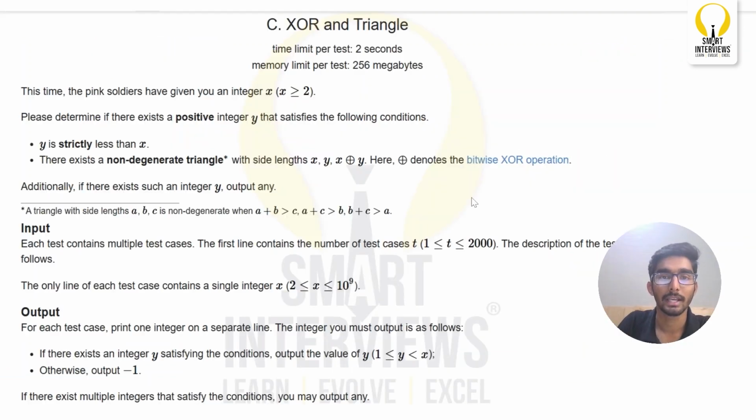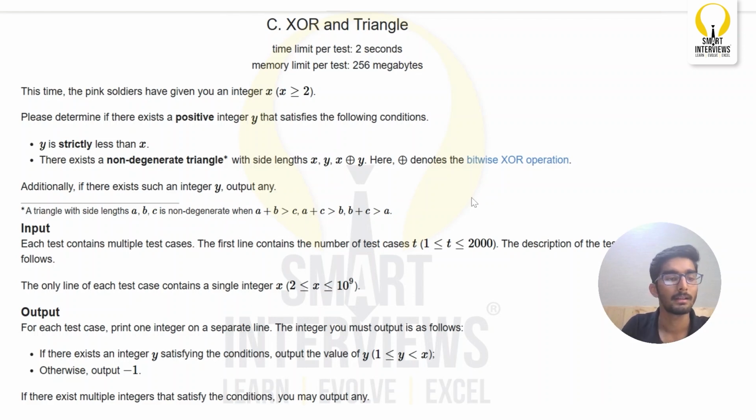Third problem is XOR and Triangle. This time, the pink soldier has given you an integer x, where x is always greater than or equal to 2. Please determine if there exists a positive integer y that satisfies the following conditions. y is strictly less than x, and there exists a non-degenerate triangle with the sides being x, y and x XOR y. We have already seen this, right? Non-degenerate. That means it has to form a triangle.